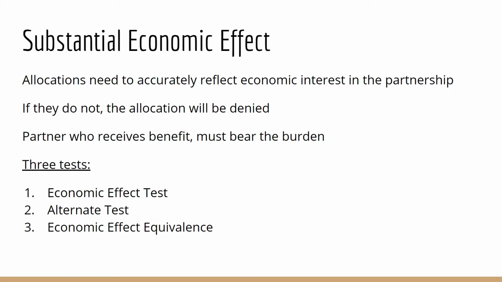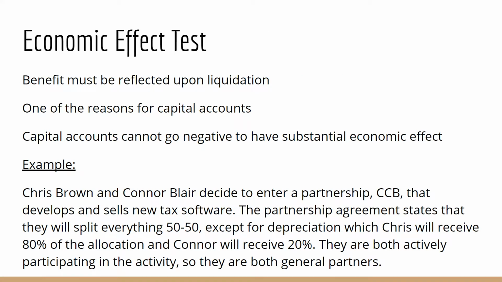So to do this, we look at three different tests. The economic effect test comes first. If you don't pass that, then you look at the alternate test. If you don't pass the alternate test, you look at the third one, the economic effect equivalence. So what is the economic effect test? The benefit must be reflected upon liquidation. So when you track capital accounts, that's kind of what you are doing here, since the allocation is going to reduce your capital account balance. When the partnership liquidates, essentially gets bought out, it will be divided up off of those amounts.